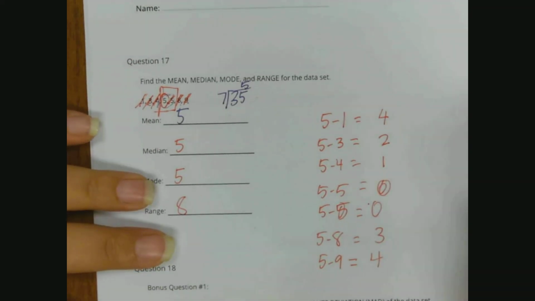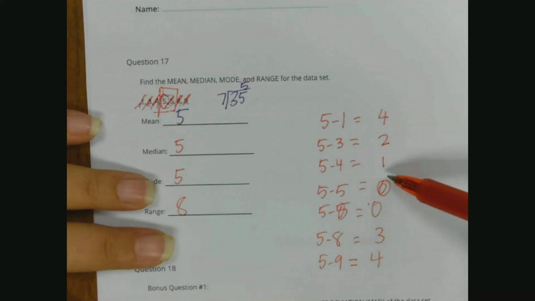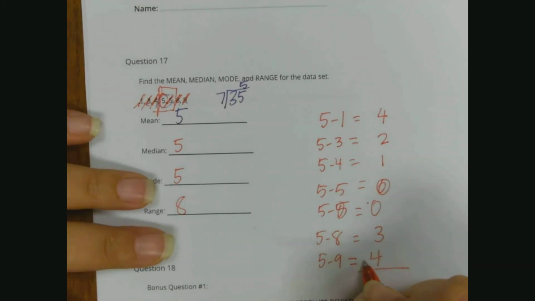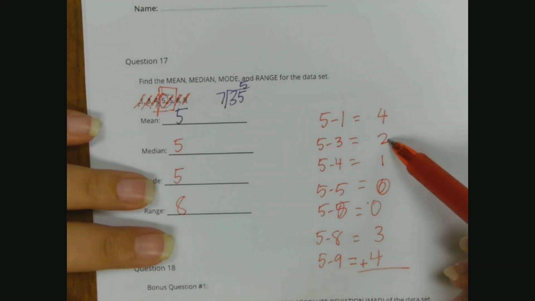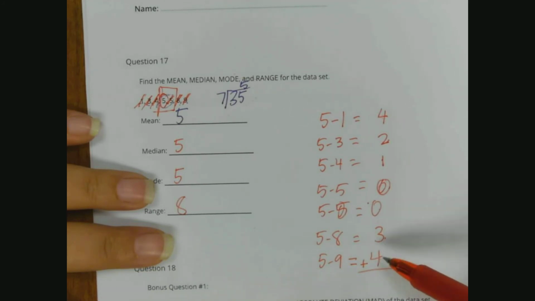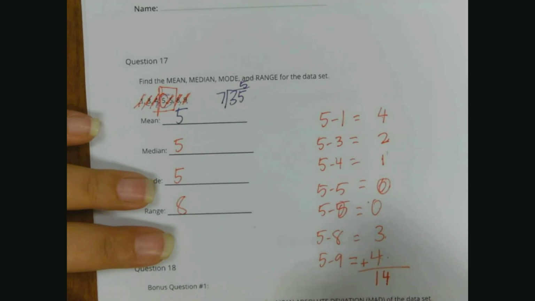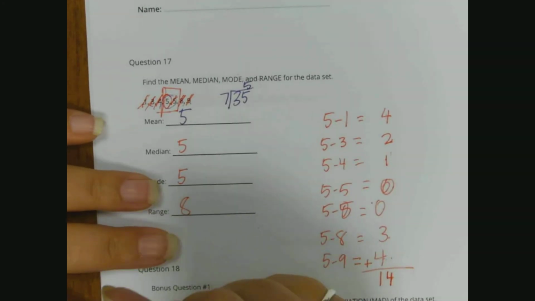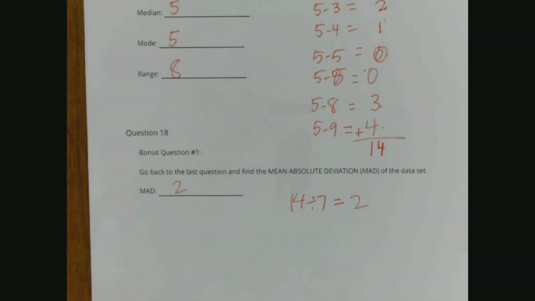Okay, so let me make sure I've got all 7 of them. 1, 2, 3, 4, 5, 6, 7. I do. I add those together. 4 plus 2 is 6. 6 plus 1 is 7. 7, 7. So I keep those. 7 plus 3 is 10. And 10 plus 4 is 14. Then I'm going to do 14 divided by 7, which equals 2. And so my mean absolute deviation is 2. That was not so bad at all.